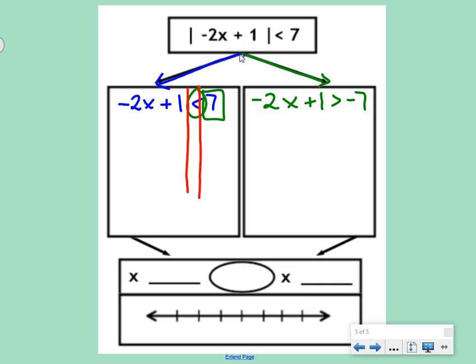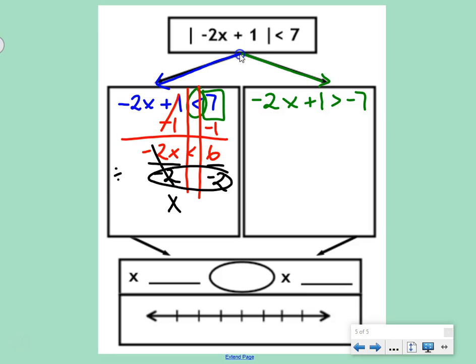-2x plus 1 is less than 7, minus 1 on both sides. We get -2x is less than 6. Then we need to divide both sides by -2. We divided by a negative number, which means we have to flip our inequality sign. 6 divided by -2 is -3. So that is one of our answers. X is greater than -3.